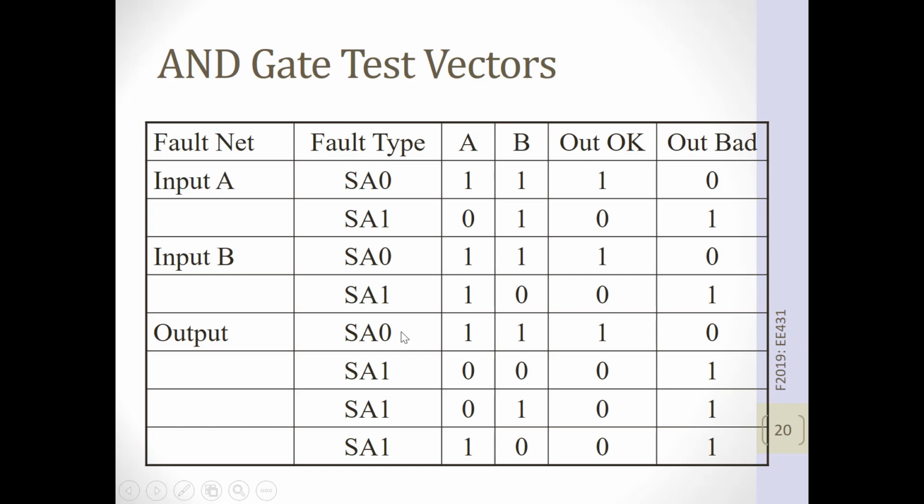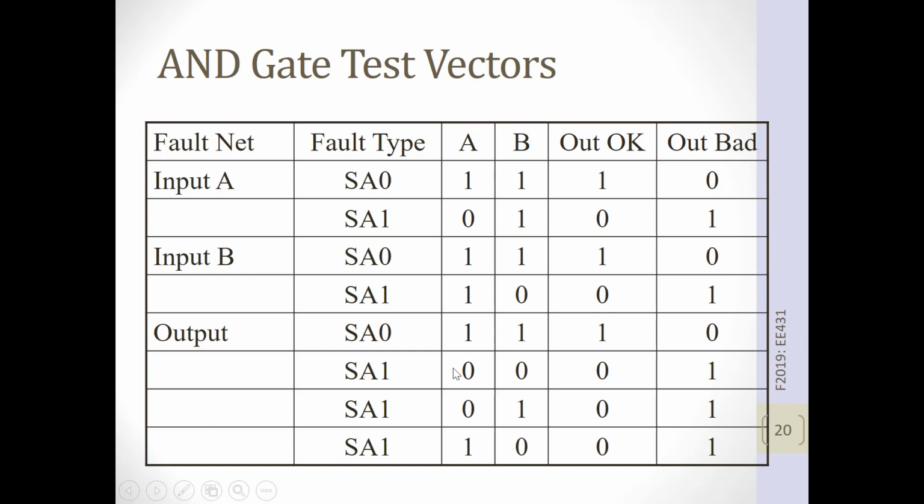put a 1 on the output, and the only way to get a 1 on the output of an AND gate is to have both A and B equals 1. And if both A and B are 1 and the AND gate is working correctly, then I get a 1 on the output, a 0 if it's bad.